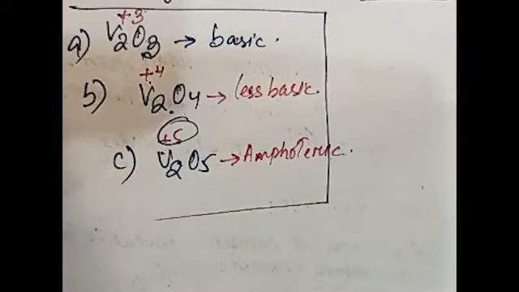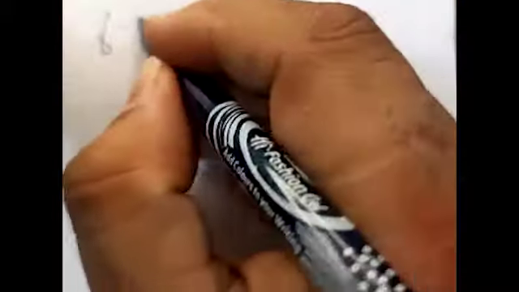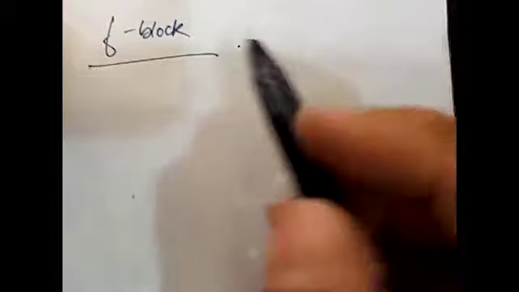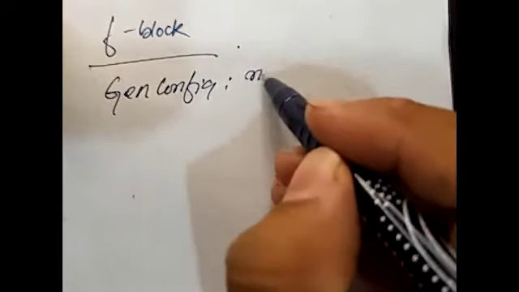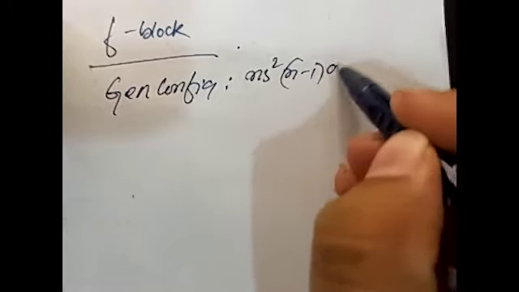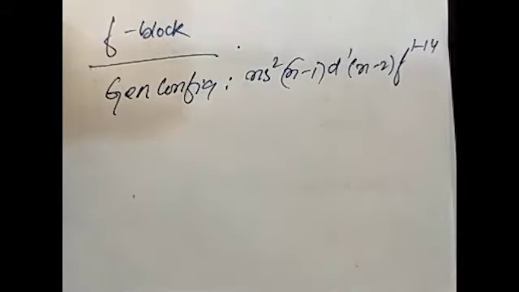Lanthanoid and actinoid, this year they have been cancelled. If you see the syllabus, it is cancelled, but I'll just do a little bit so that everybody is benefited. Okay, fine. F block. So F block, the general configuration of an F block element is ns2, (n-1)d1, (n-2)f1 to 14. Fine.